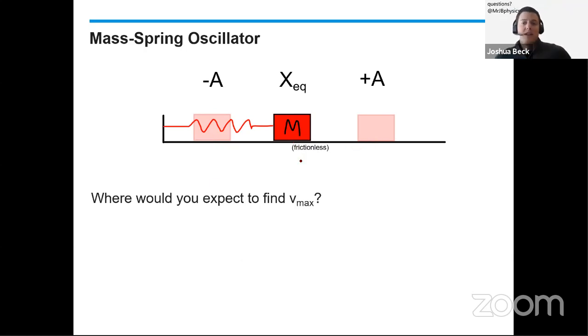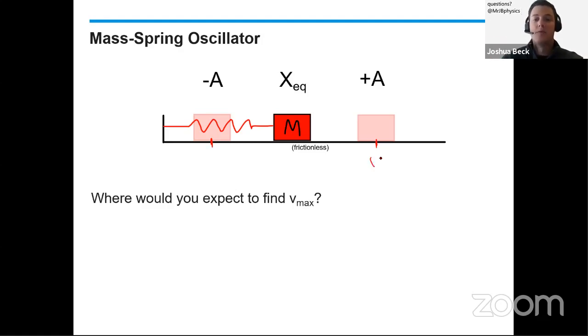All right, let's look at some other kinematics variables. As this thing oscillates back and forth, where would we expect to find the maximum velocity? On the outside here, this is where we found our maximum forces and our maximum accelerations. But is that where it's going the fastest? No, because if it had any velocity there, then it wouldn't be at the end. It would still be moving.